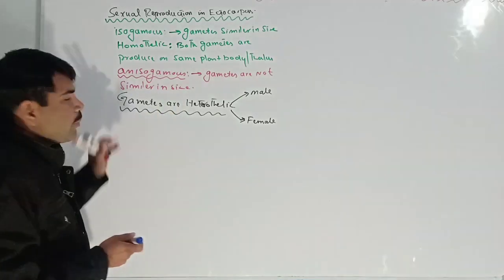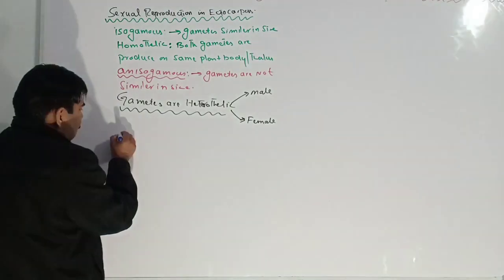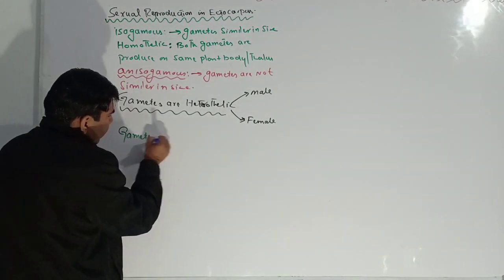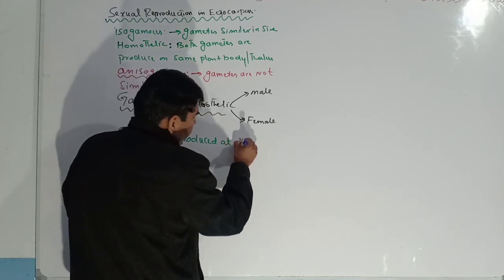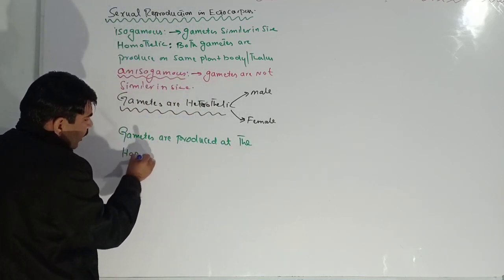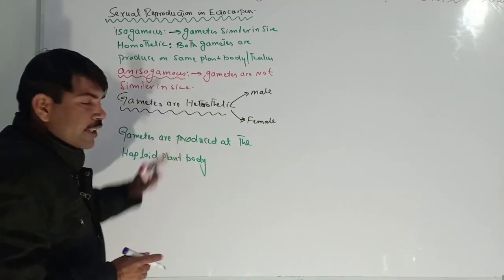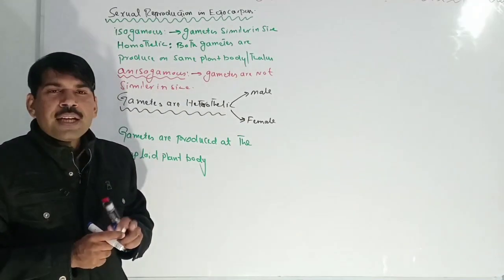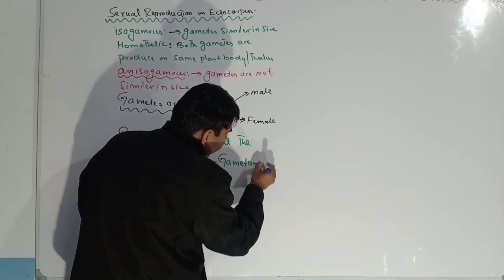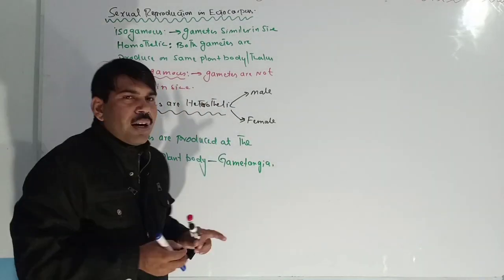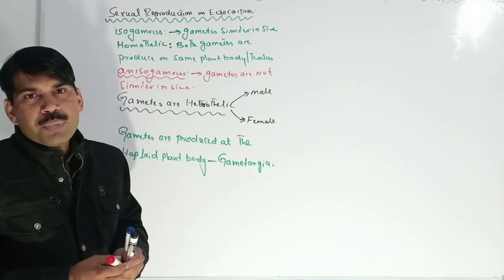Actually, these gametes are produced in plurilocular gametangia. Gametes are produced at the haploid plant body, and the structure in which gametes are produced is known as gametangia. And because gametangia have many locules or spaces or cavities, we can say that gametangia are plurilocular.